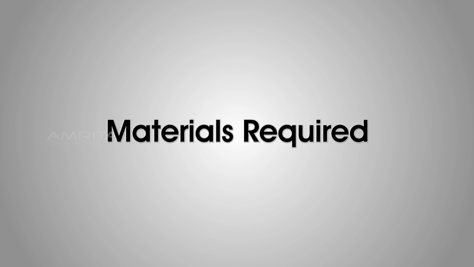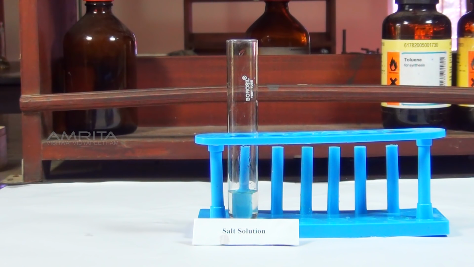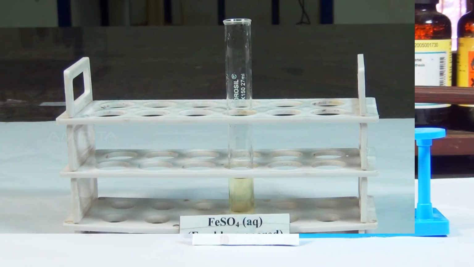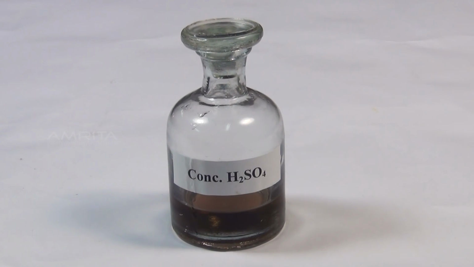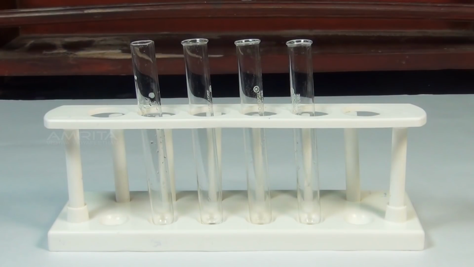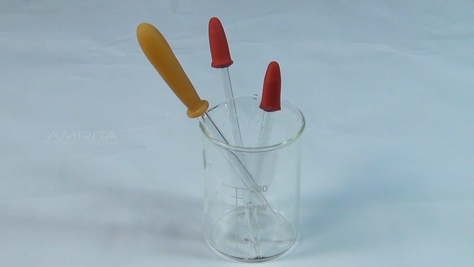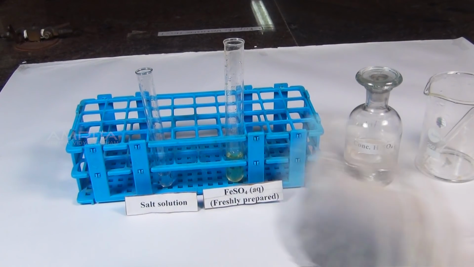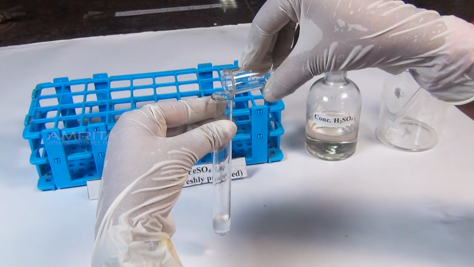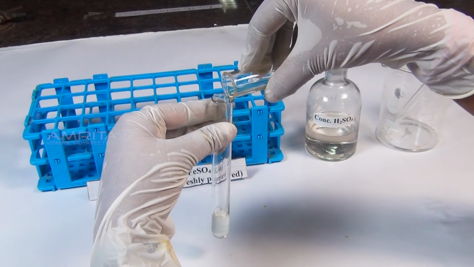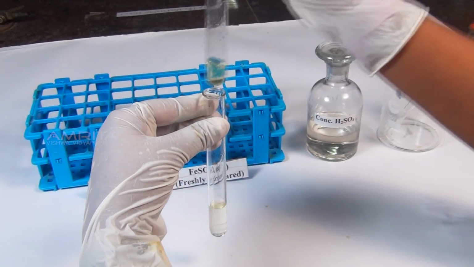Materials required: aqueous solution of the salt, freshly prepared ferrous sulphate solution, concentrated sulfuric acid, test tube and a dropper. Procedure: take a small volume of aqueous solution of the salt in the test tube. To this, add a small quantity of freshly prepared ferrous sulphate solution.